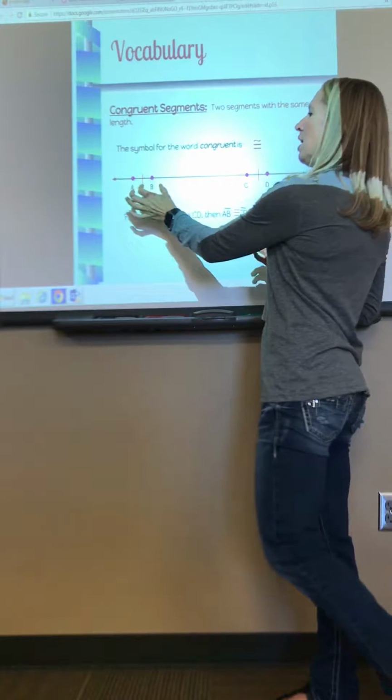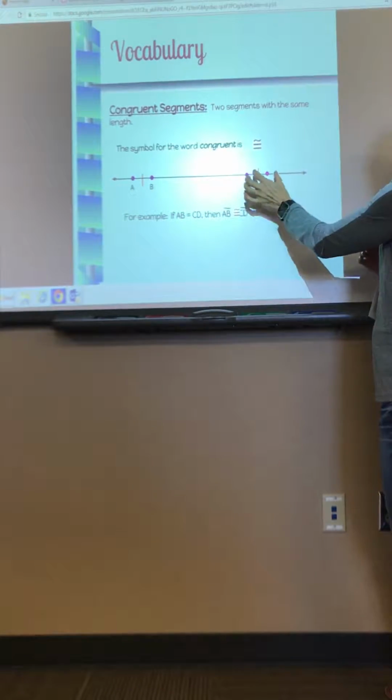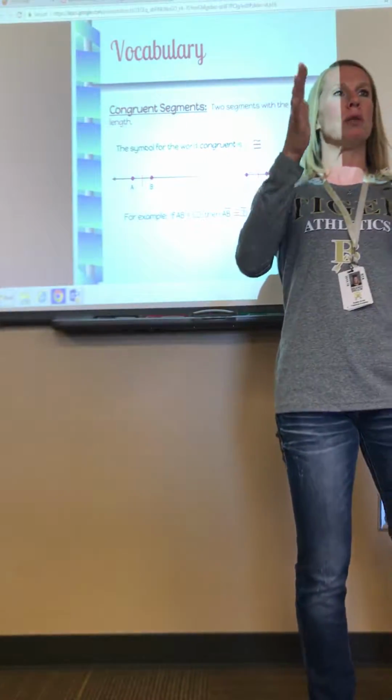Then, see how AB right here has a slash through it? And CD has a slash through it? That means those pieces are congruent.